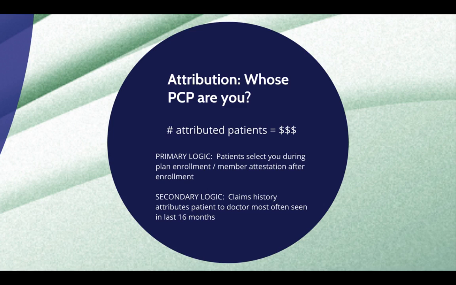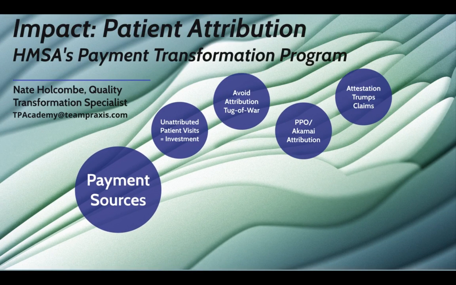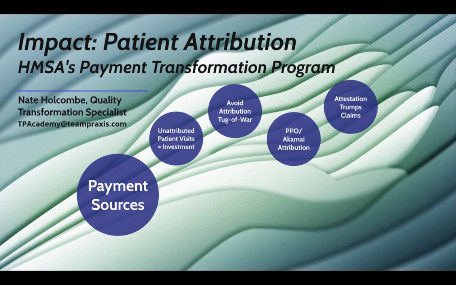Patients who have not selected a PCP are attributed using the secondary logic based on who is the PCP who has submitted the most claims for them in the last 16 months. If there's a tie between 2 doctors, the patient is attributed to the one who sent the most recent claim. In light of this, here are a few scenarios to consider.